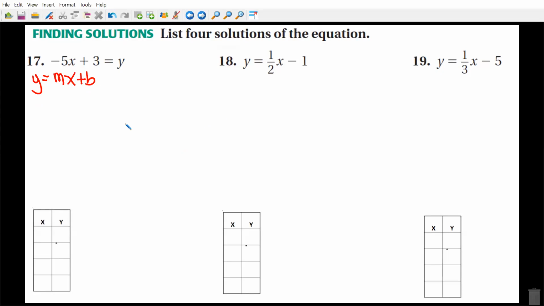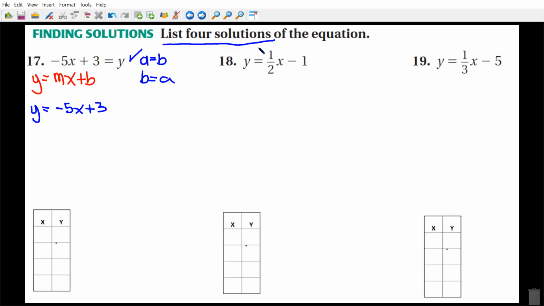So if you have negative 5x plus 3 equals y, is it already organized? Yes or no? Is equation No. 17 already organized? No. Remember the commutative property. Commutative property says that if A is equal to B, then B is equal to A. So over here, I am saying negative 5x plus 3 equals y. I can also say y is equal to negative 5x plus 3, right? Now, is that right, guys? Yes or no? Yes. Okay, so now that we have it in function form, it says list four solutions, okay?